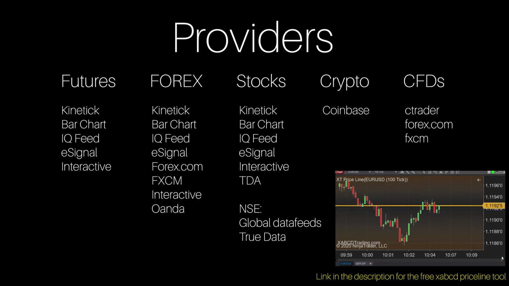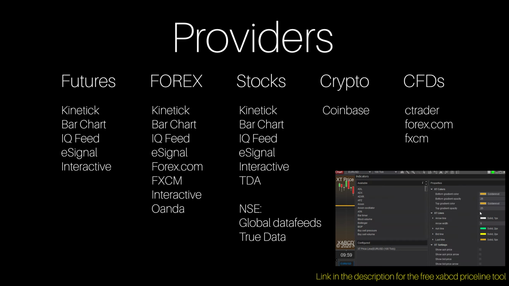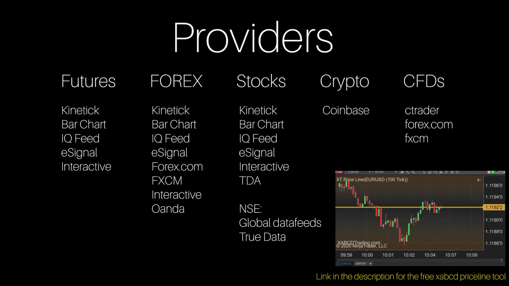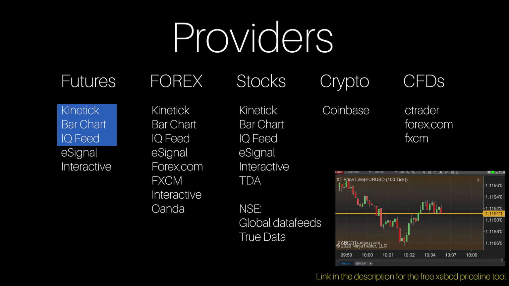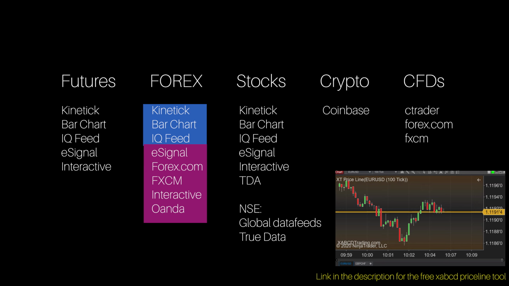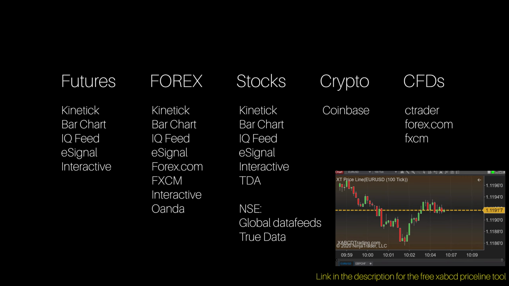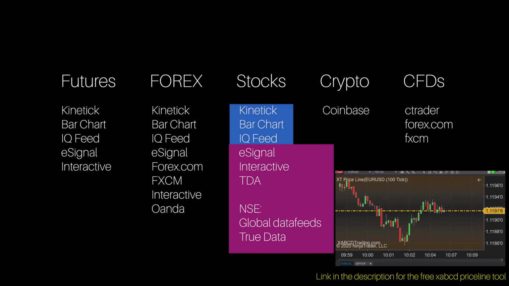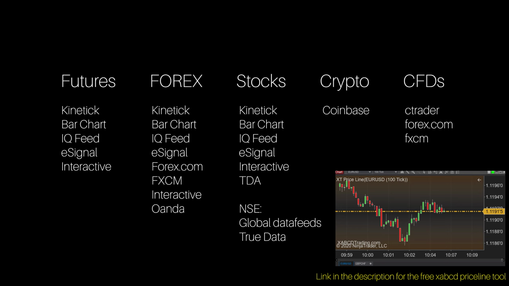So we have each company with the markets that they support above. We're also going to group these into brokers and data providers, and each one will have their own color. So for futures, we have Kinetic, Bar Chart, and IQ Feed being data providers, and eSignal and Interactive Brokers being brokers that offer data services. And for Forex, we have the data providers being, again, Kinetic, Bar Chart, and IQ Feed, and brokers are going to be eSignal, Forex.com, FXCM, Interactive Brokers, and Oanda that offer data services for their clients.